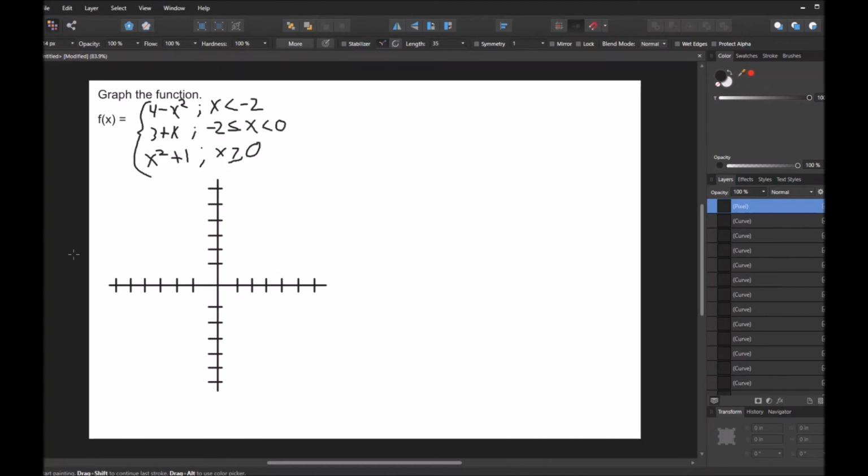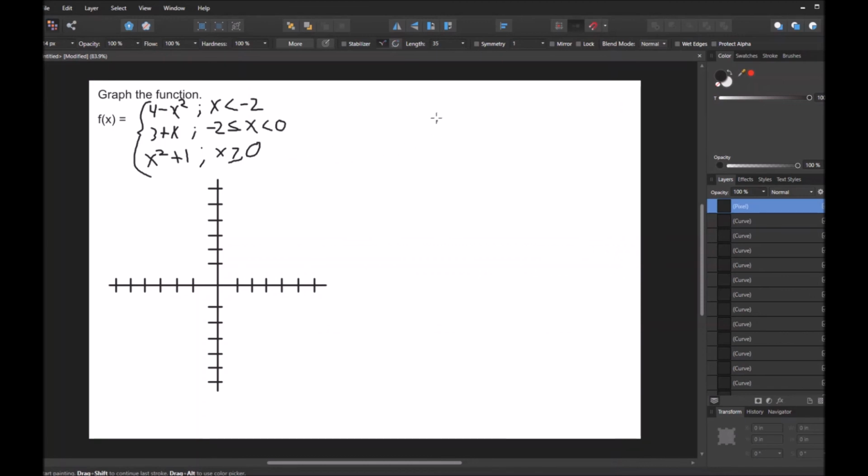Okay, so in this next question, we are asked to graph a function, and this time we're given another piecewise defined function, but this time it's actually defined in 3 pieces, which we haven't seen before. The 3 pieces that define this function are 4 minus x squared when x is less than negative 2, 3 plus x when x is between negative 2 and 0, and x squared plus 1 when x is greater than or equal to 0.